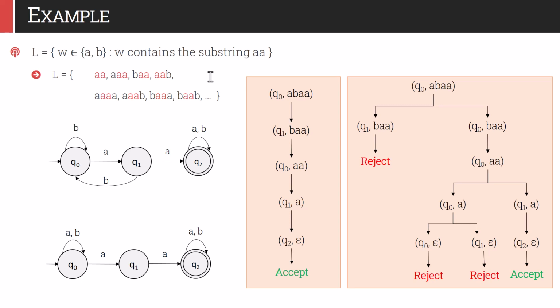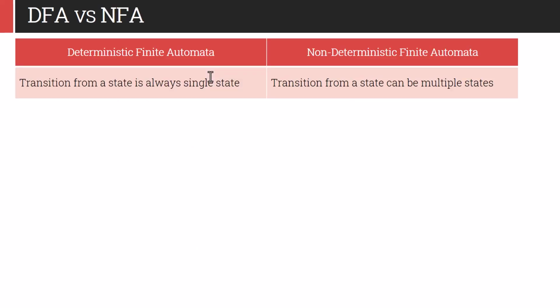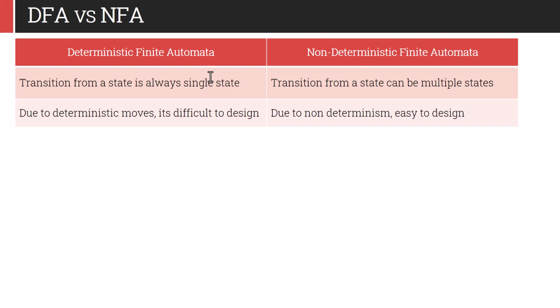So as you can see, the scanning of a string is quite fast in DFA, whereas it could be very slow in NFA, because NFA could have a lot of non-deterministic moves. So we might need to backtrack and follow another path to check the validity of the string. That is the fundamental difference between these two automata. As discussed, the transition from a state is always a single state in case of DFA, and transition from a state can be multiple in case of NFA.